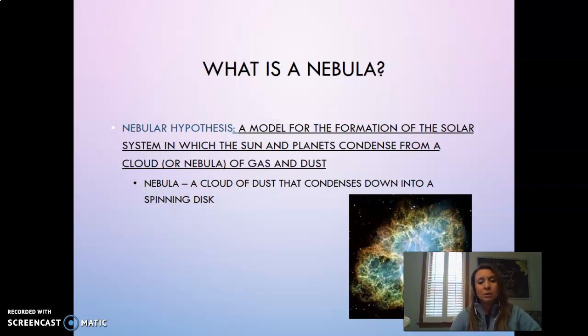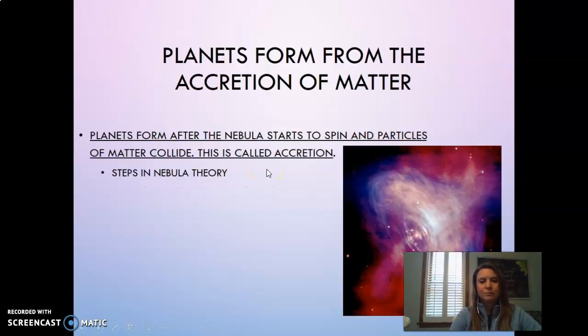So a nebula is kind of like the nursery for other things to form or evolve. And so we'll talk about these different nebulas and what we can see with them. But the definition is just a model of formation of a solar system in which the sun and planets condense from a cloud or nebula of gas and dust. So what happens with nebulas is, let's even go there just a little bit, how a nebula forms.